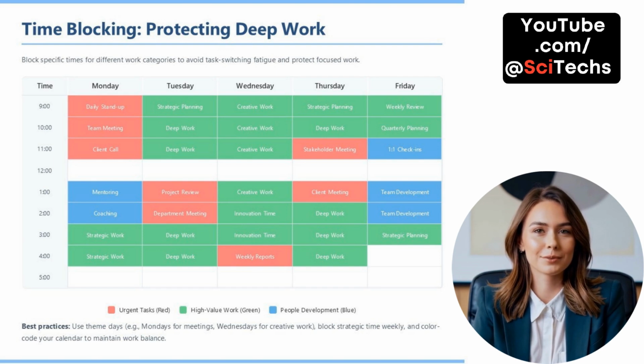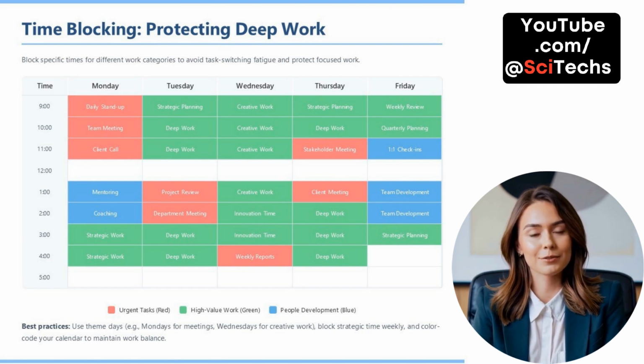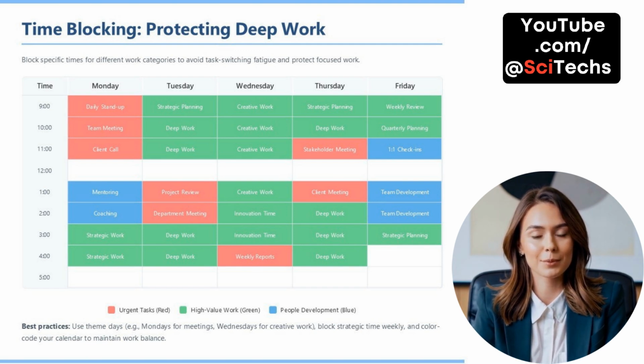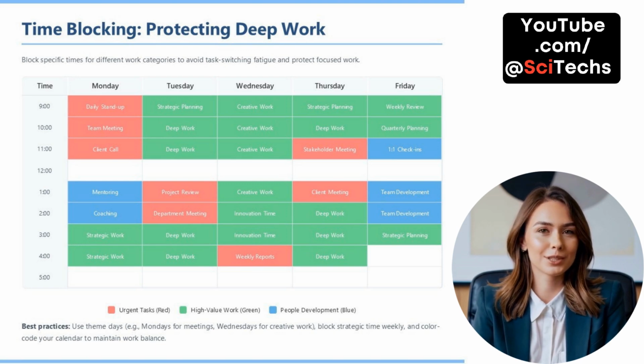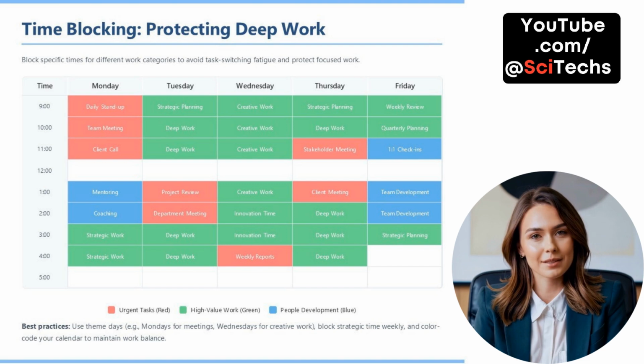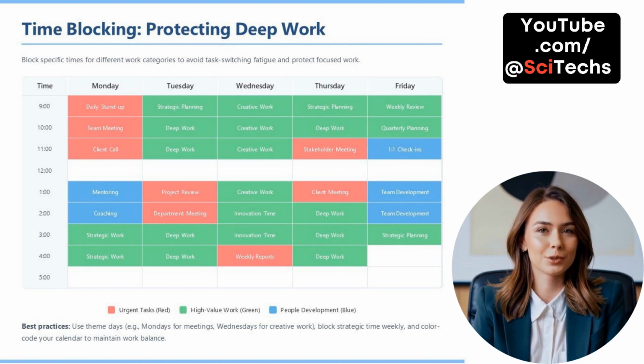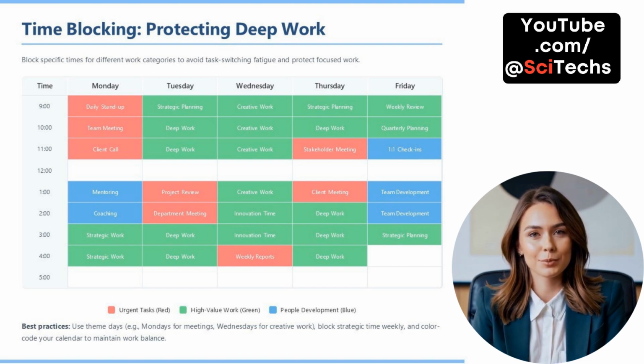Time blocking. Protecting deep work. Time blocking is one of the most effective methods for managing energy and attention. Instead of reacting to tasks as they arise, you assign specific blocks of time for different categories of work. This helps reduce task-switching fatigue, a major source of productivity loss. Use color-coded categories to stay visually oriented: red for urgent tasks, green for high-value work, and blue for people development. For example, strategic planning might fall under green, while mentoring a new hire could be blue.